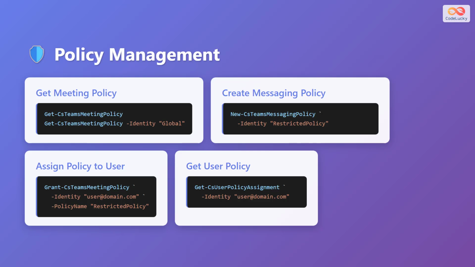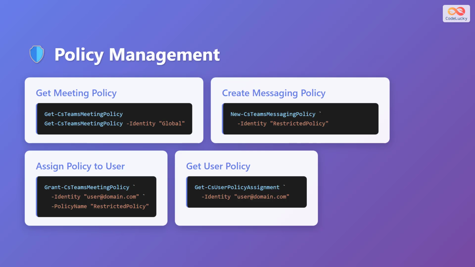Policies control what users can and cannot do in Microsoft Teams. To view existing meeting policies, use Get-CsTeamsMeetingPolicy. Without parameters, this shows all policies. Add the identity parameter set to global to view the default policy that applies to all users.